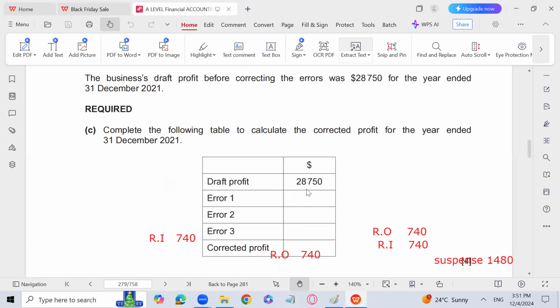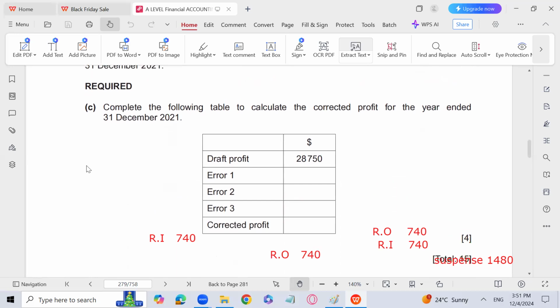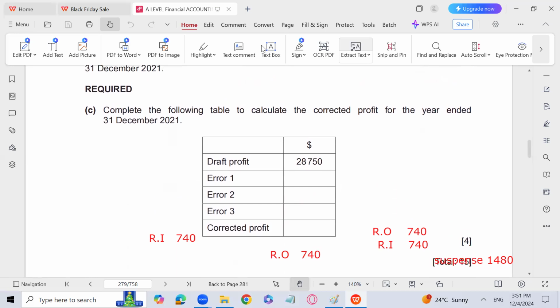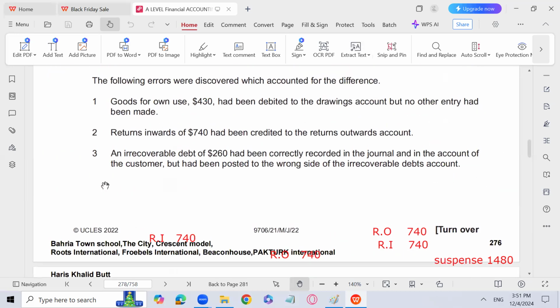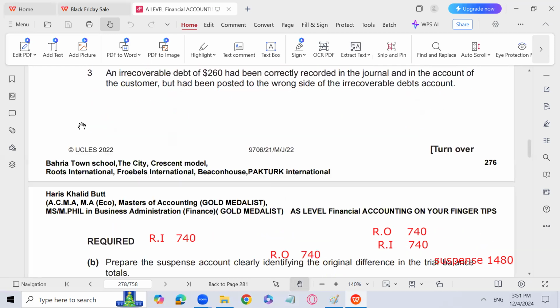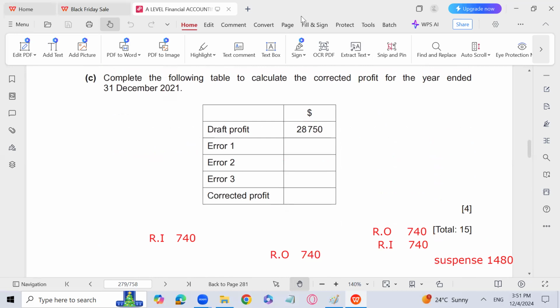You know that in the rectifying entry, the first entry is suspense to purchases. So the income statement account is purchases. In the rectifying entry, purchases is going to be credited with 430. So an income statement account is credited, which means it will increase profit, right? So profit will increase by 430, because purchases is an expense. Decrease in expense will increase profit.